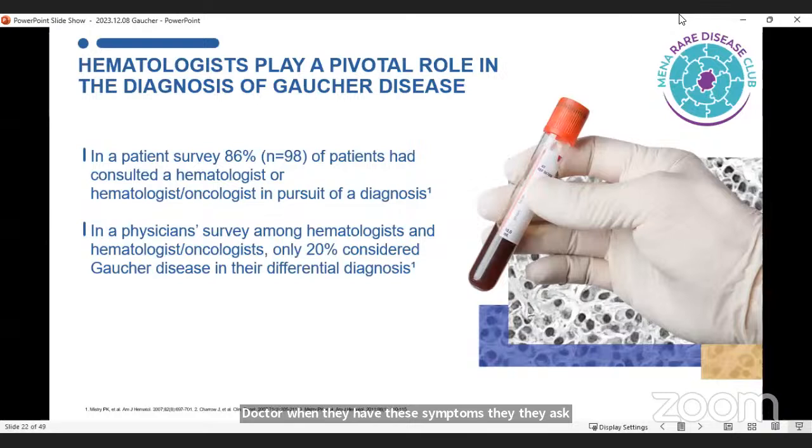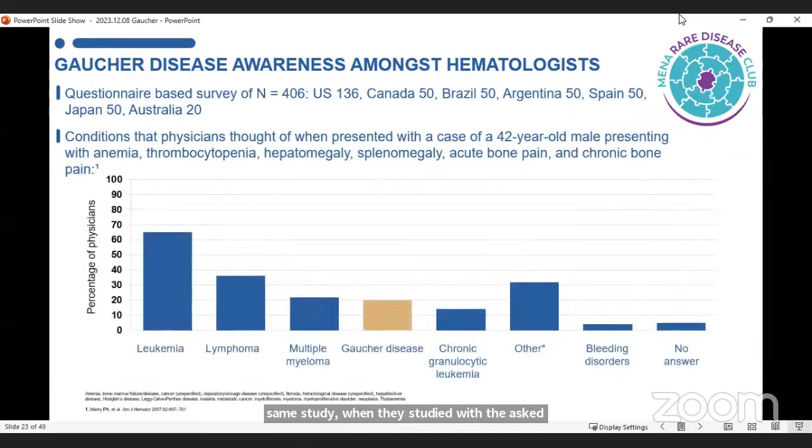Unfortunately, in the same study, when they asked hematologists, they gave them this scenario: let's say you have 42 adults with anemia, thrombocytopenia, hepatomegaly, splenomegaly, bone pain. What do you think of? Only 20% of hematologists put Gaucher disease in their differential diagnosis. They were thinking about lymphoma, leukemia, multiple myeloma. So this is a really big problem. They don't even think about Gaucher disease in the majority. This is why it's really important to raise awareness about Gaucher disease.